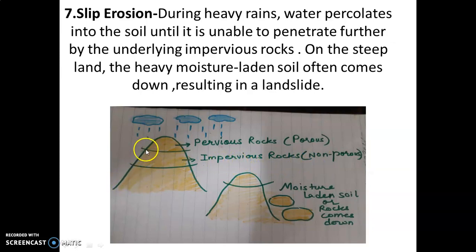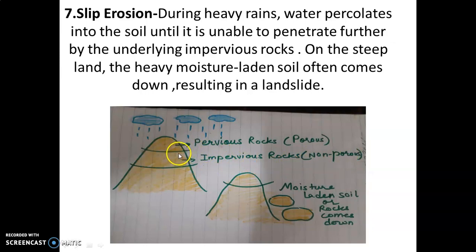Imagine the first layer of the mountain is made up of pervious rock and the second layer is made up of impervious rock. Then what will happen? I have depicted clouds here. If heavy rainfall takes place, the water goes down till the pervious rock. Pervious rocks are able to absorb the rainwater. That water is not able to go down to the second layer, because impervious, non-porous rocks are not able to absorb water.